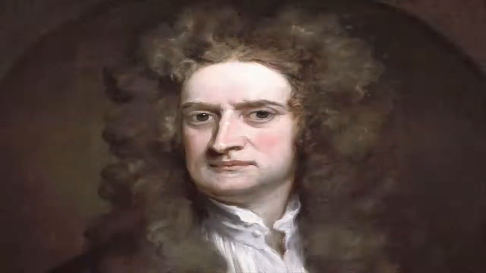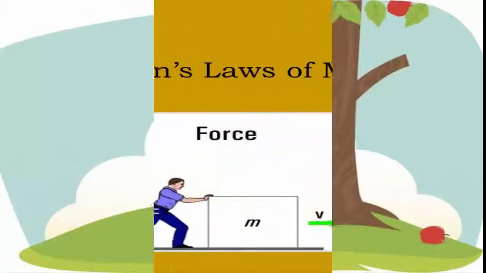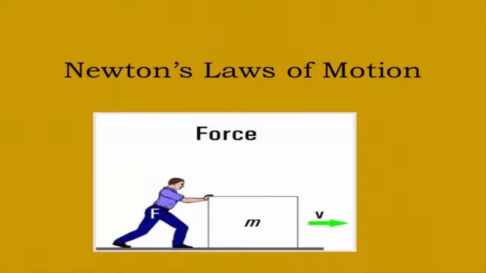Newton's laws of motion are three physical laws that, together, laid the foundation for classical mechanics. They describe the relationship between a body and the forces acting upon it, and its motion in response to those forces. Newton's three laws of motion may be stated as follows.